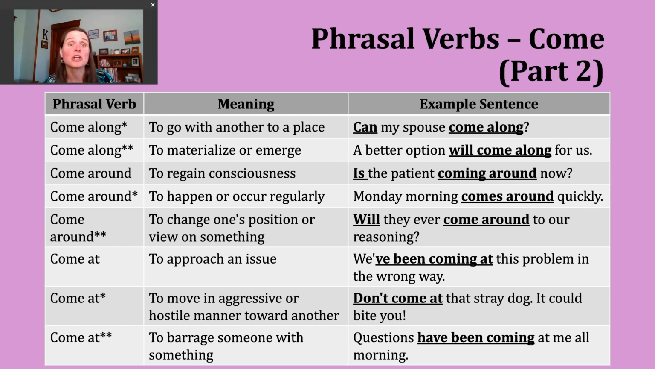A third way you might hear come at use can mean to barrage someone with something. So here you might think about like items being thrown at another person. That could be a barrage, but it can also happen with our words. So an example of this might be, questions have been coming at me all morning, right? So lots of people asking, maybe I'm getting text messages, phone calls, emails, right? All happening at the same time. That's another present perfect progressive or present perfect continuous sentence.